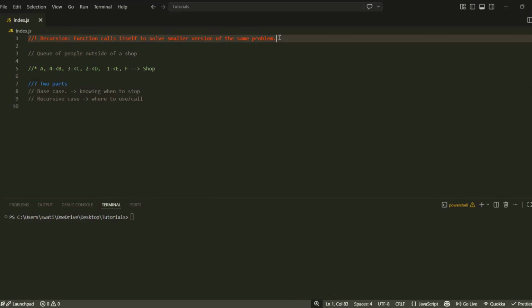Okay. So in the next videos, we are going to see a couple of solutions with respect to recursion. This was just an introduction.